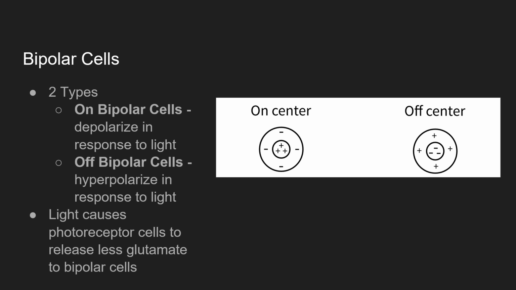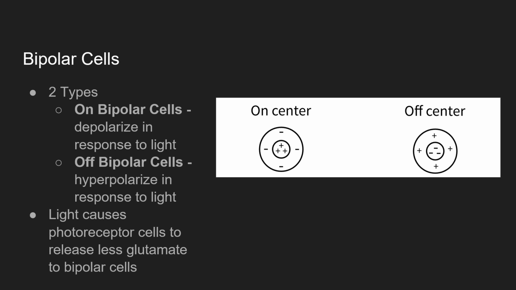And then we have these pictures here, on center and off center. So these are just referring to the receptive fields. So here on center, you're going to have your on bipolar cells in the center of that receptive field, and then your off are going to be surrounding that in the peripheral region. So if you were to shine some light on that center region, your on bipolar cells are going to be there, so you're going to have a depolarization in your membrane potential. And then on the other hand, if you're going to shine light in that peripheral region, then you're going to get a hyperpolarization just because you have those off bipolar cells present there.